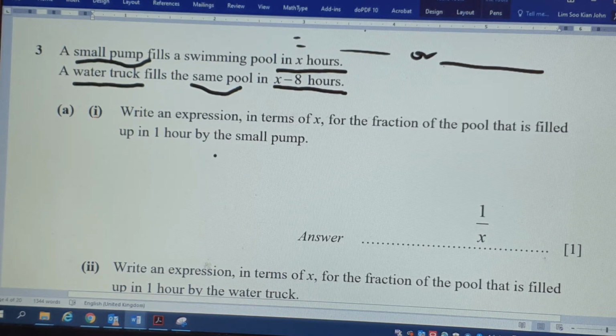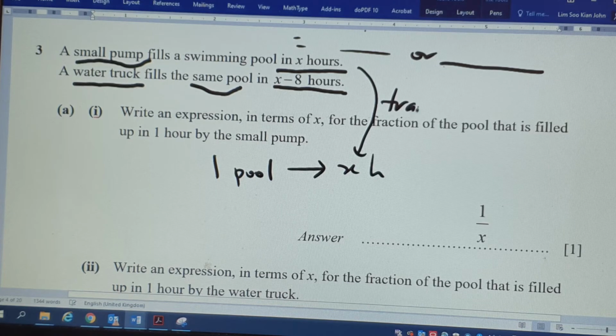One pool, right? You will take how long? You will take X hours. So you see, mathematics very simple one. You try to translate, like your Google Translate. You type in French, German, right? Then suddenly they come out English, right?